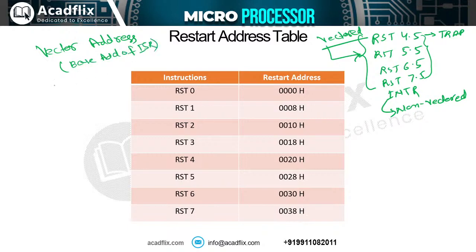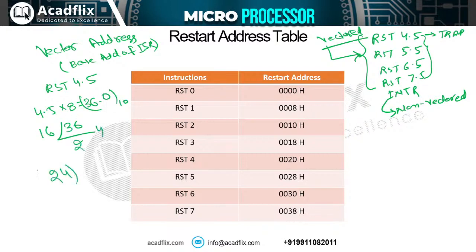For example, for RST 4.5, the jump address will be 4.5 into 8, that is 36.0 in decimal. When you convert this into hexadecimal, you get 24 hexadecimal. So the jump address for RST 4.5 will be 24. Like this, you can find the restart address or jump address for any of the hardware interrupts.